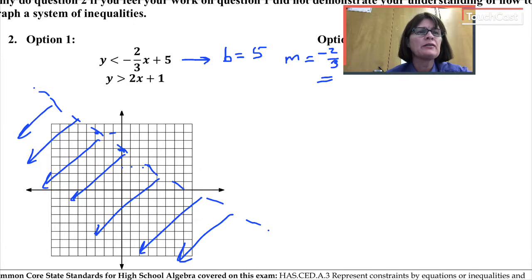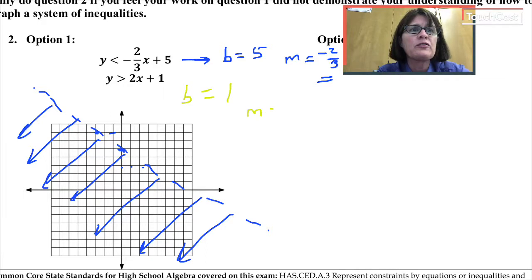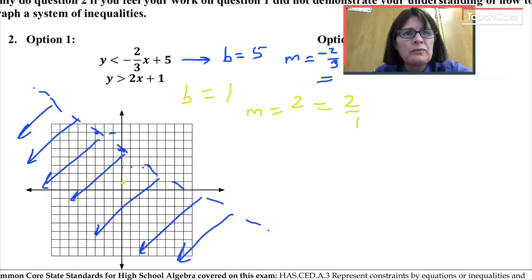I'm going to try doing this in yellow, and where yellow and blue overlap is going to turn green. So y is greater than 2x plus 1. The y-intercept is 1, and the slope is 2, which is not a fraction, so I'm going to think of that as 2 over 1. I'm going to start at the y-intercept, which is 1. I'm going to go up 2 over 1, up 2 over 1, or down 2 backward 1.